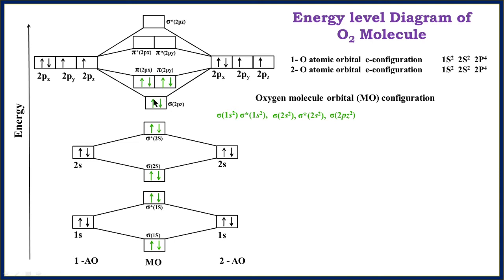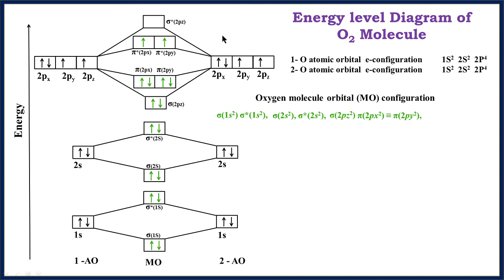So total now 1, 2, 3, 4, 5, 6. 6 electrons have been used. But actually we have to fill 8 electrons, so the 7th electron will go to the next energy level here. Next, the 8th electron will be filled here, in the same energy level. So these two molecular orbitals have the same energy. The 7th electron will be filled here, the 8th electron here. Total 8 electrons are over.